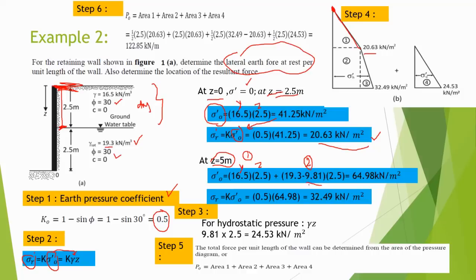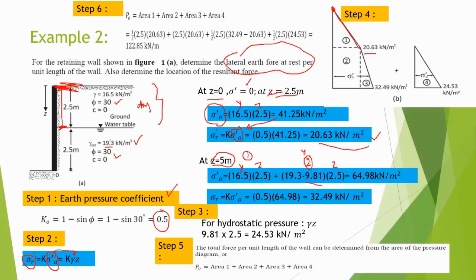9.81. So, this is dry soil. Kita dah buang water, jadilah dry, okay? So, 9.81, times with the Z. Ni ialah Y unit weight. Okay, kalau water mesti tolak dengan 9.81 sebab kita nak water, kita tak nak water, kita nak pure soil, okay.